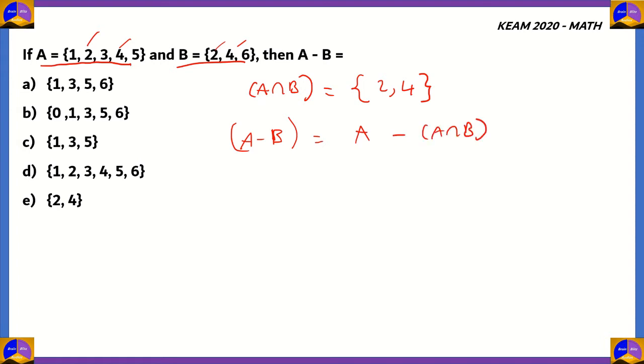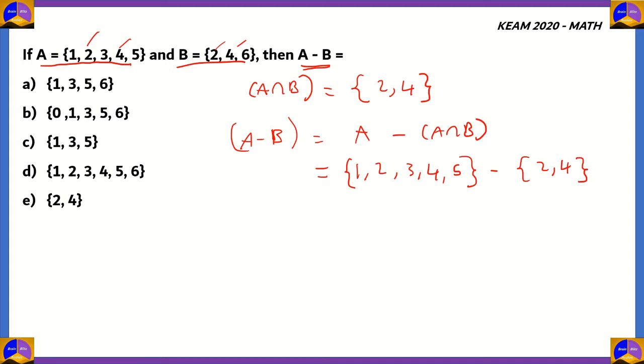So therefore, we can now write the set A, 1, 2, 3, 4, 5, and subtract the set 2, 4 from the original set. So basically the definition of A minus B is the elements which are present in set A but which are not present in set B.